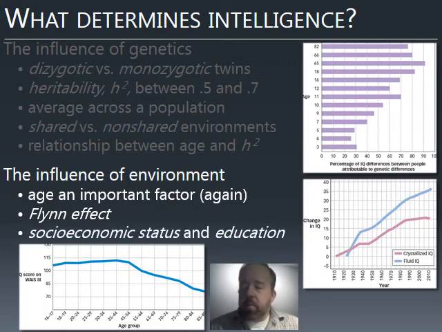And then finally, two big environmental influences are socioeconomic status, often called SES, and education. So socioeconomic status is tied very tightly to income level. Individuals and families with higher incomes tend to have better nutrition, tend to have more time and more access to education. And the way that parents interact with their children tends to differ based on socioeconomic status.